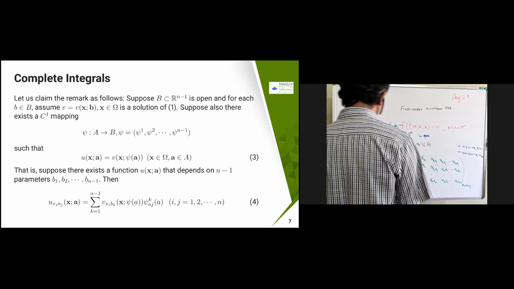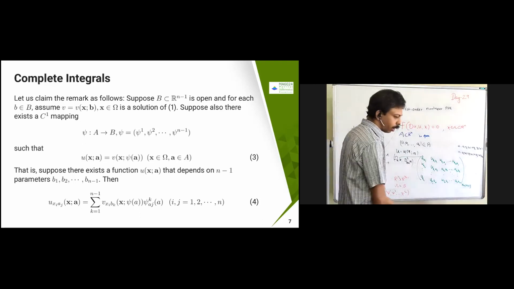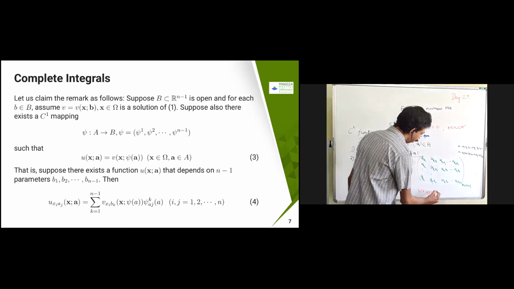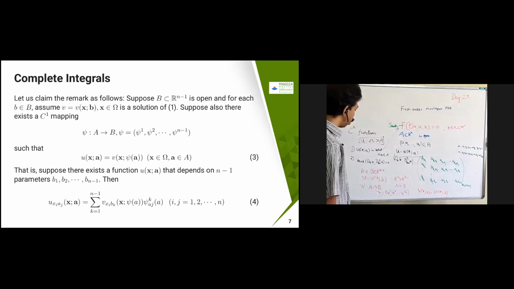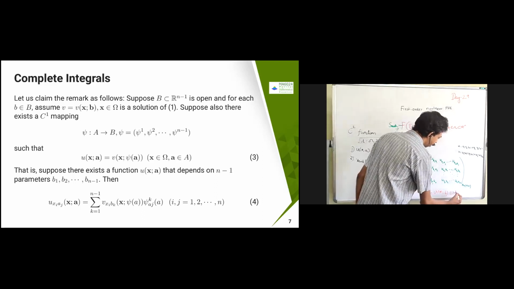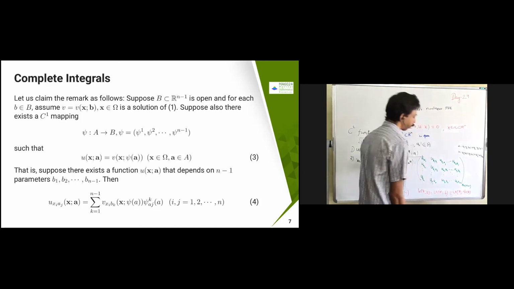Since it is a solution, it is going to satisfy this one: u of x comma a is going to be v of x comma b. This is going to be satisfied. There is a mapping between A and B, therefore if I take any element in B, there will be a corresponding one in A. So this one I can just replace as v of x comma psi of a.